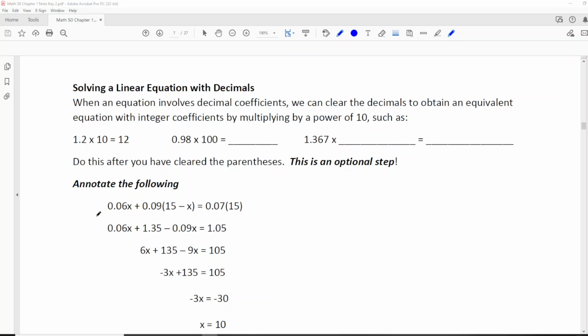So for example, if you had something like 1.2, the largest decimal is a tenths. So if you multiply it by 10, you can get rid of the decimal. If you have two decimal places, that's your hundredths. So if you multiply by 100, you get rid of the decimal. So if you have a decimal place in the thousandths, if you multiply by 1,000, you can get rid of the decimal.